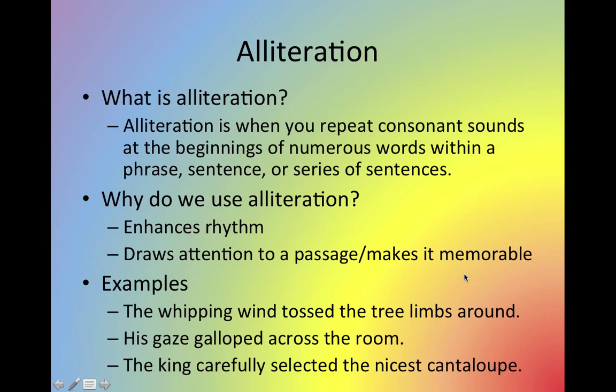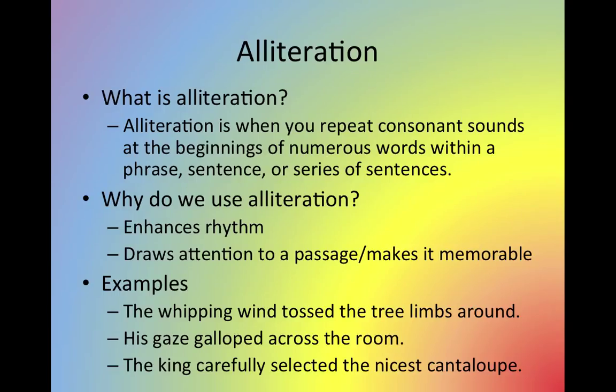All right, and the last one we're going to look at today is alliteration. What is alliteration? Alliteration is when you repeat consonant sounds at the beginnings of numerous words within a phrase, sentence, or series of sentences. Why do we use alliteration? It enhances rhythm, which is why it's frequently used in poetry, because it almost gives your writing a musical feel. And it draws attention to a passage or makes it memorable. We tend to remember things when they have a beat or rhythm. So if you want us to really pay attention to a moment, adding alliteration can help us to do that.